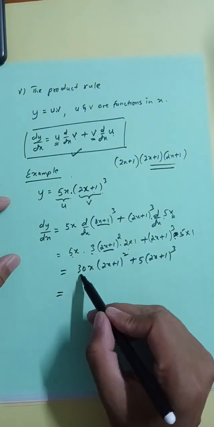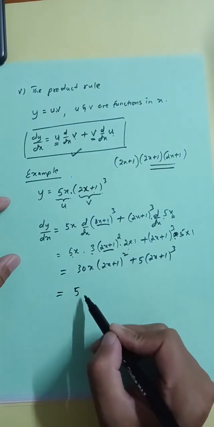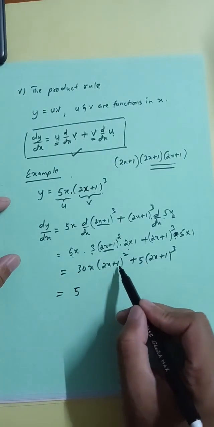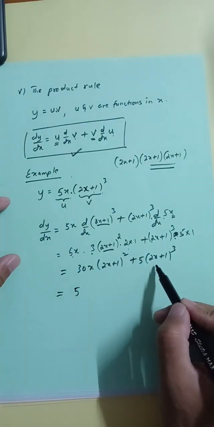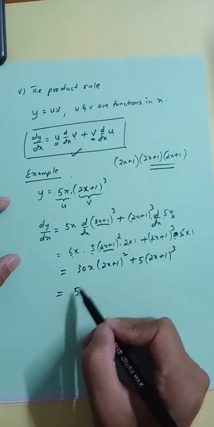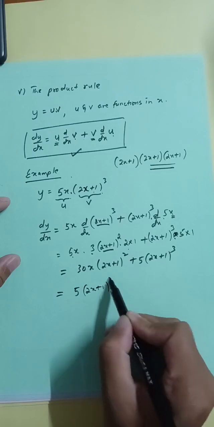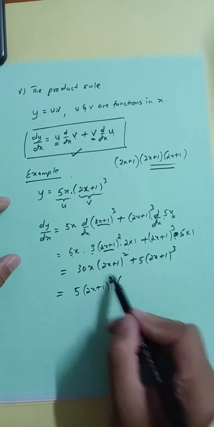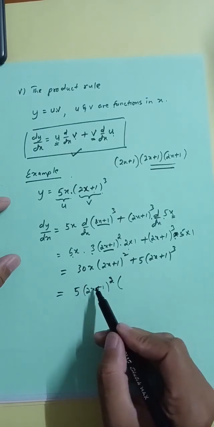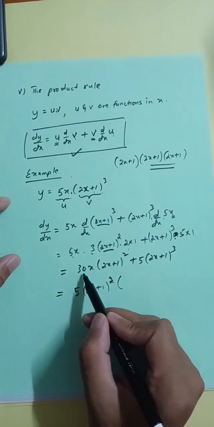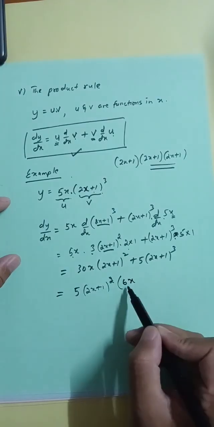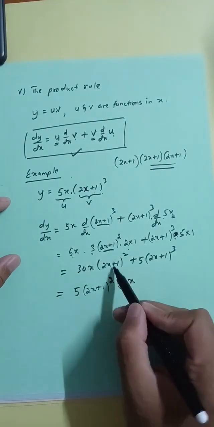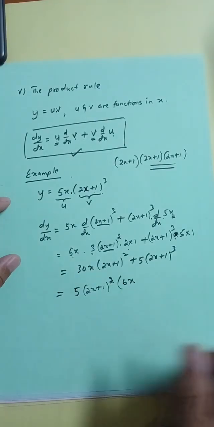Okay, 30 is a multiple of 5, so I'm going to take 5 out. Then 2x plus 1 whole raised to 2 and 2x plus 1 whole raised to 3, and 2x plus 1 whole square is the smallest power, so take that common. If I take 5 common from here, I get 6x, because 5 times 6 should give you 30.